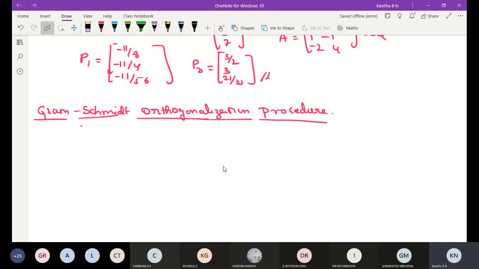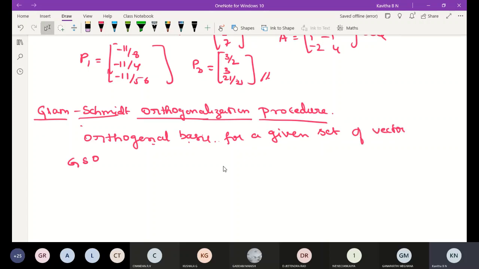In this method we are going to find the orthogonal basis. We need to find an orthogonal basis. Gram-Schmidt orthogonalization is used to determine an orthogonal basis for a given set of vectors in the vector space R to the power of n.